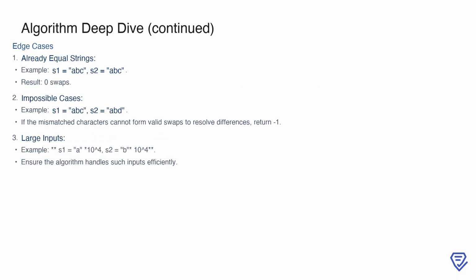Finally, let's consider some important edge cases. If the strings are already equal, as in the example where S1 is ABC and S2 is ABC, the result is zero swaps since no mismatches exist.